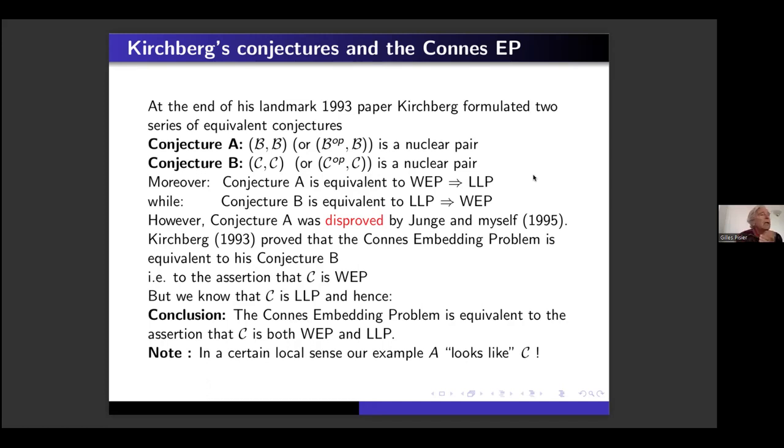This is by Junge and myself in a paper in GAFA in 1995. We simply showed that indeed B of H fails the local lifting property. So if the pair BB is nuclear, with the previous presentation, you know that it means that B should be LLP. And this is what we disproved. B is not LLP. While the other conjecture B, well, Kirchberg shows this is equivalent to the Connes embedding problem. And so this, of course, remained open until this preprint I've discussed.